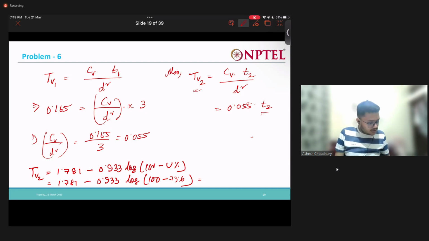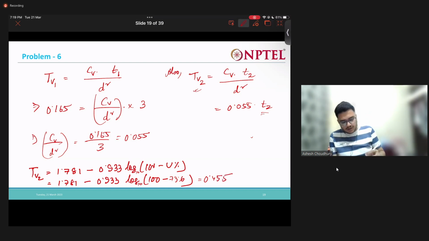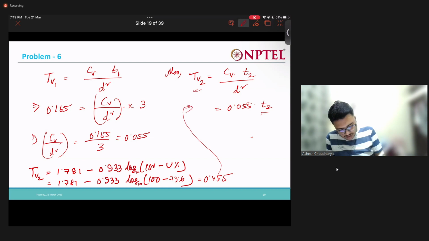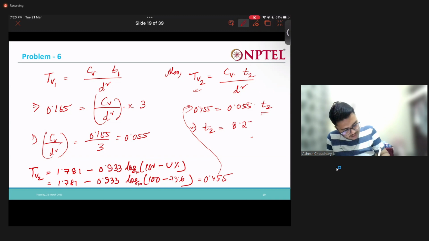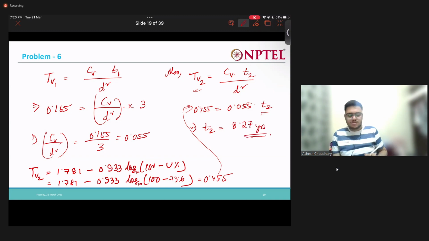Minus 0.933 into log 10 of 100 minus 73.6, but 0.455. Okay, so you put this here, 0.455. So my T2 will be 0.455 divided by 0.055, which is 8.27 years. Okay.